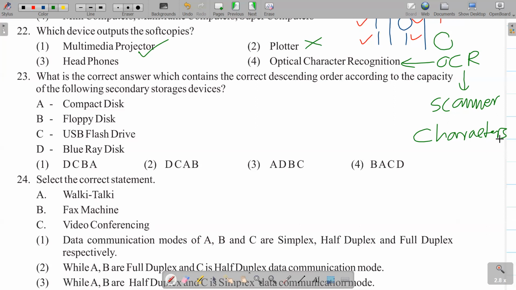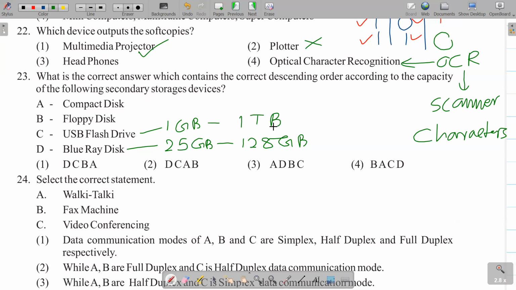In 23rd, which is the correct answer that contains the correct descending order according to the capacity of the following secondary storage devices? It has compact disk, floppy disk, USB flash drive, and Blu-ray disk. Now, the Blu-ray disk varies from 25 GB to 128 GB. A USB flash drive may go from a minimum of 1 GB nowadays up to 1 TB as well, right?